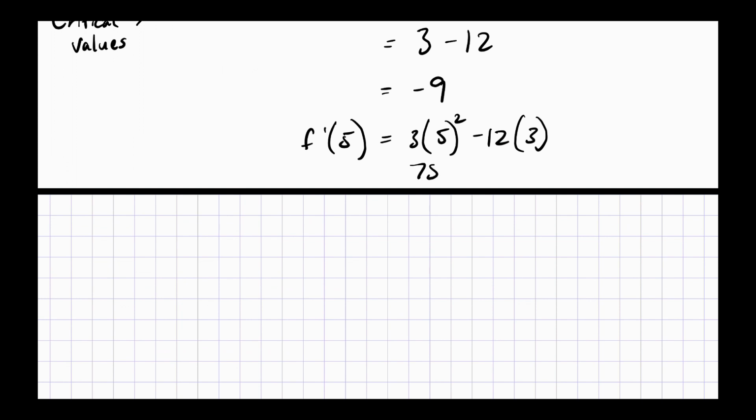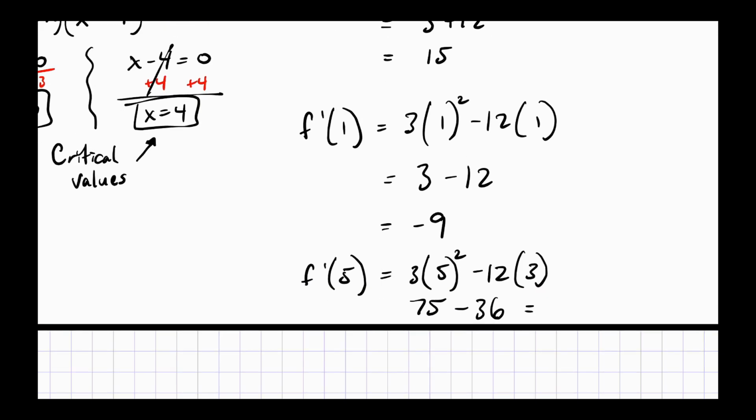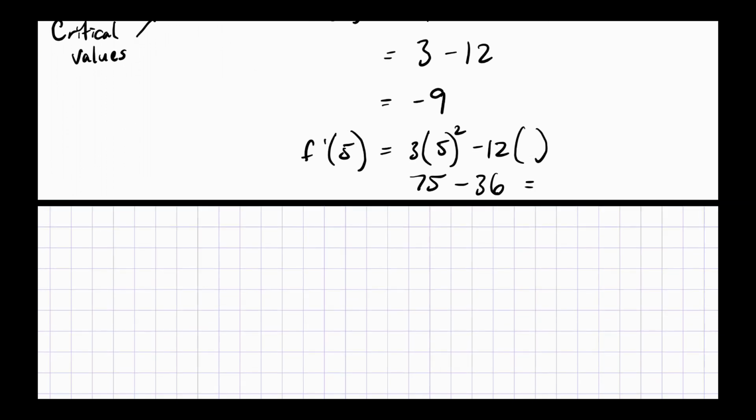3 times 25 is 75 minus 36. That's going to be a positive 39. Even if I'm wrong, I know it's going to be positive. Yeah, what is it going to be? Oh, times 5? Where did I miss a 5? Did I miss a 5 somewhere? Oh, I put a 3. Sorry. Thank you. That's important. So it'll be 60. 15. Okay.